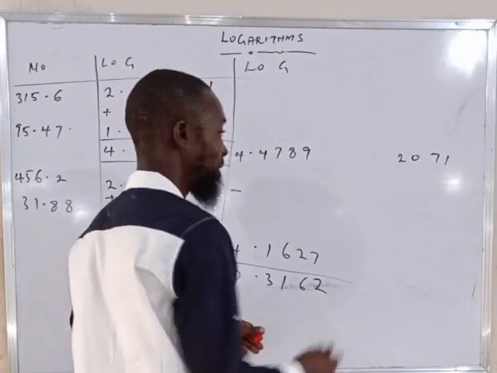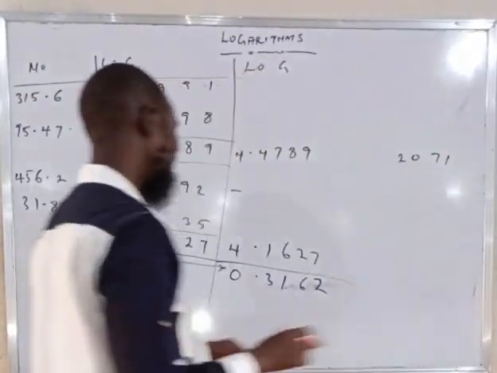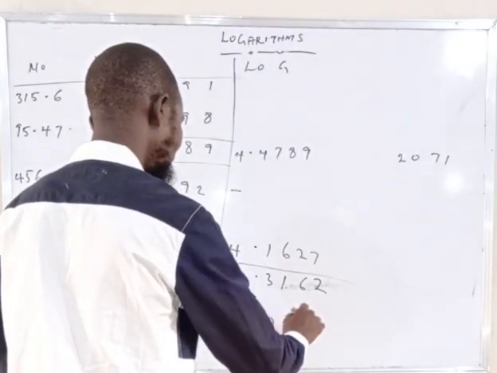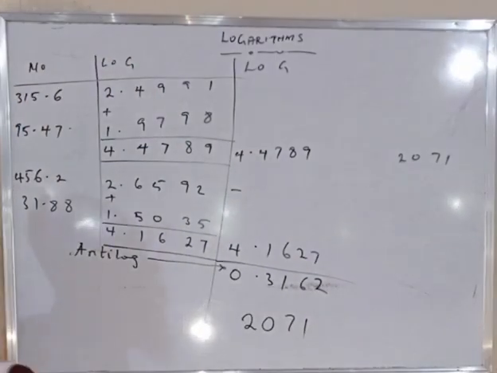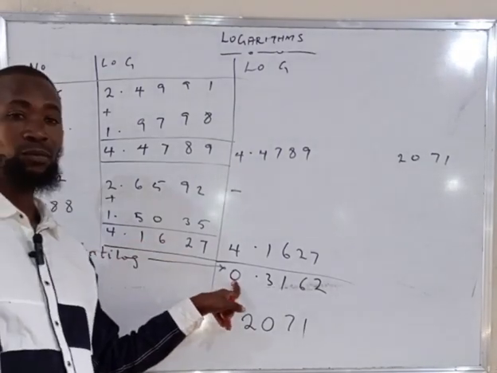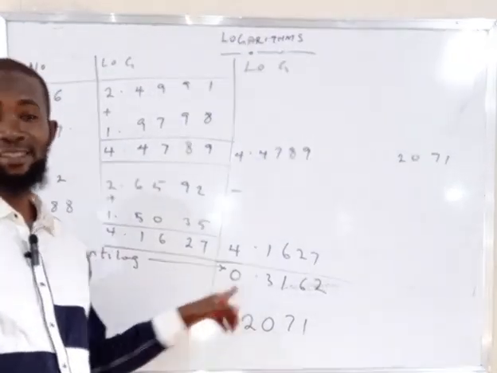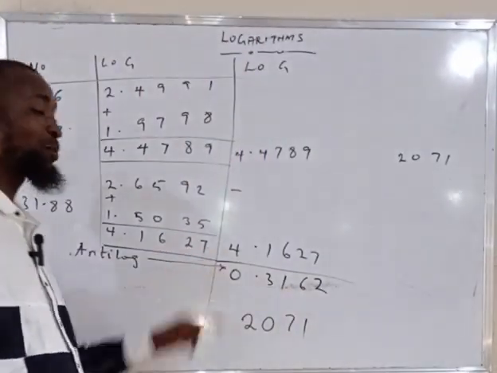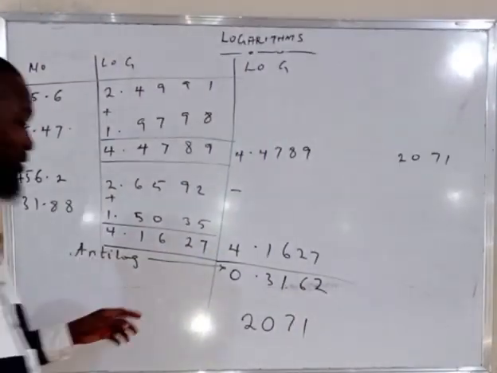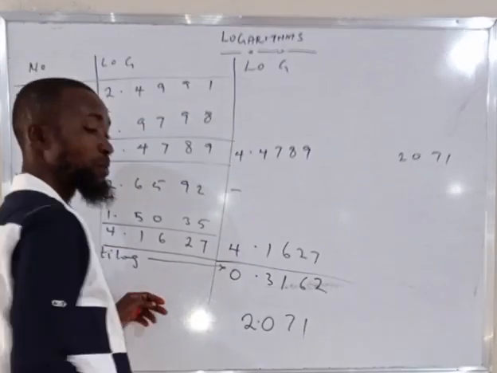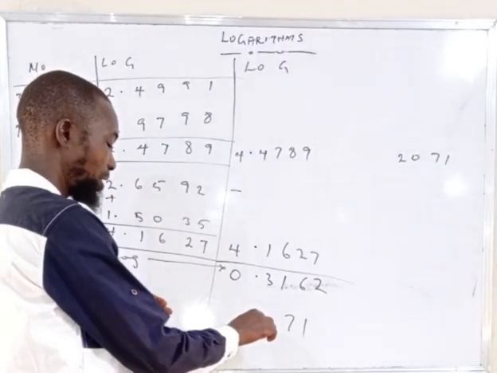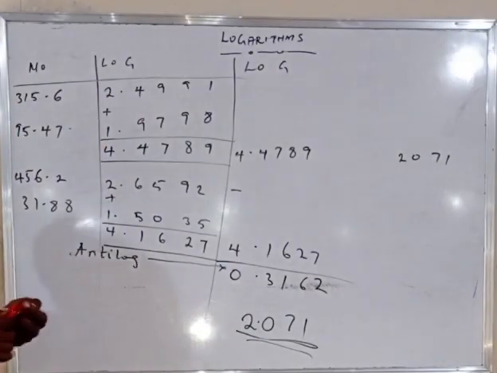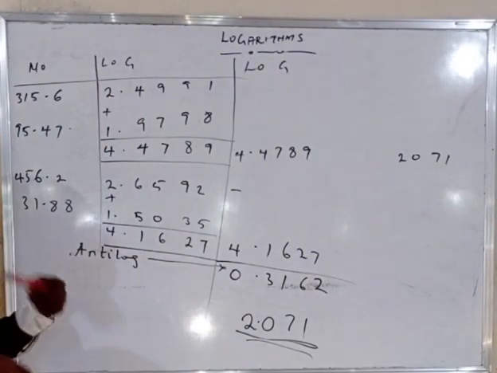2071. Difference of 2 is what? Okay, no problem. So 2071. Now, what happened to this number? Whatever number it is, you must increase it by 1. 0 plus 1 becomes 1. What do you now do? Move the ones. So our answer is 2.071.